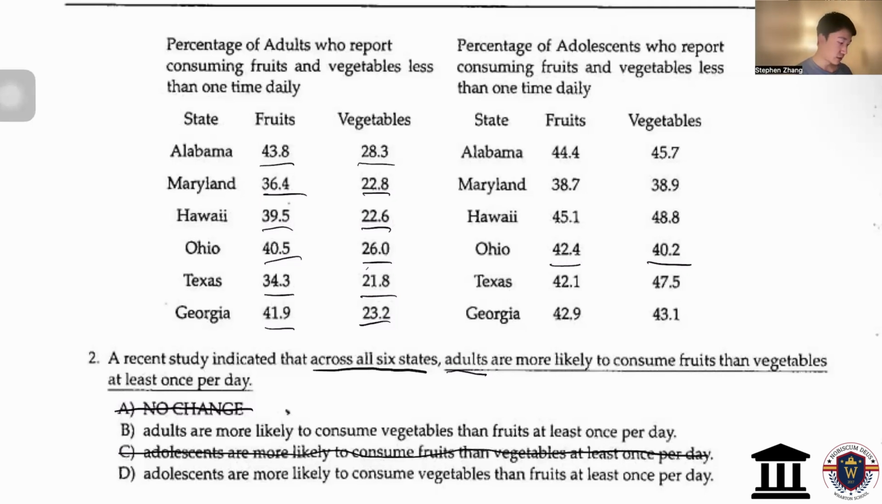And that also means that answer choice D is going to be wrong, because in answer choice D we want all the values of vegetables to be lower than the fruits value. When we look at these different values, actually in Hawaii, the vegetable percentage is greater than the fruits percentage. So that makes answer choice D wrong, and we can confidently say that the answer for this question is B.